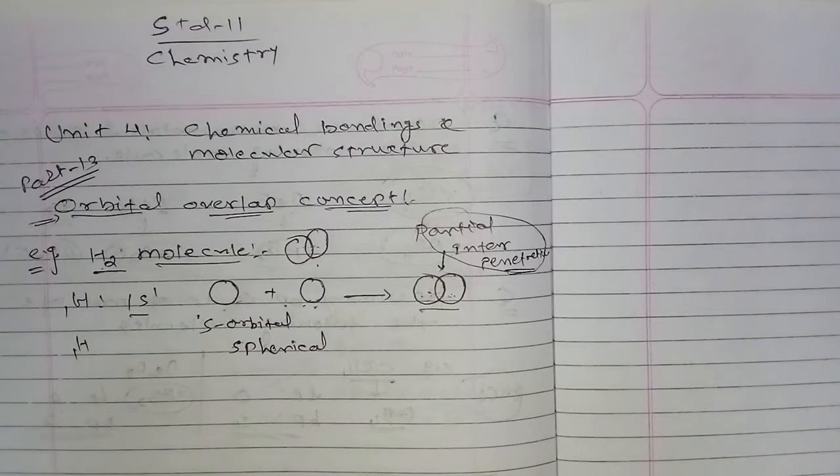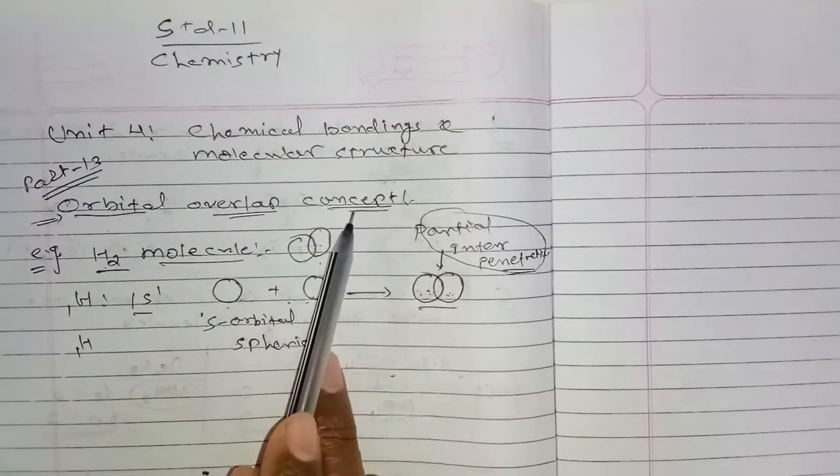Standard 11 Chemistry, Unit 4, Chemical Bonding and Molecular Structure, Part 13. Today we are going to learn about the atomic overlap concept.